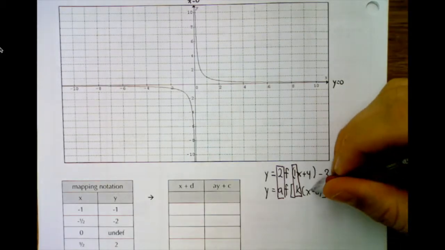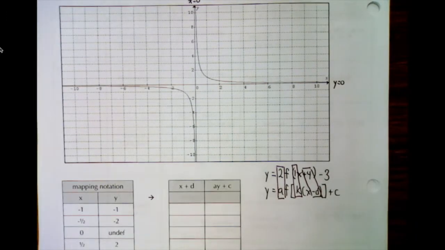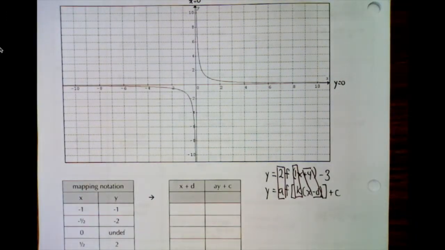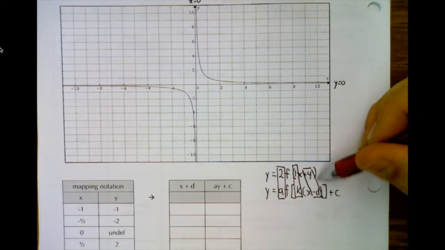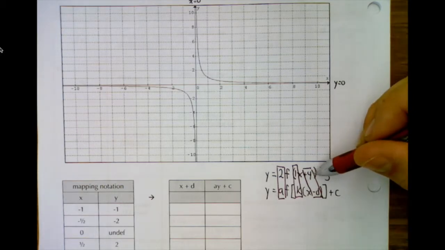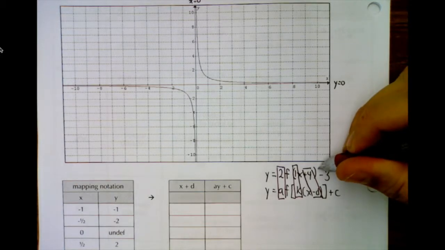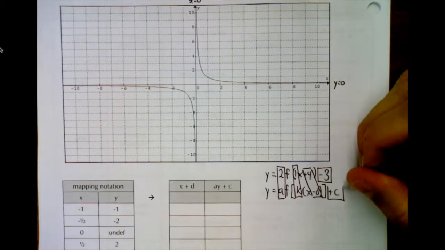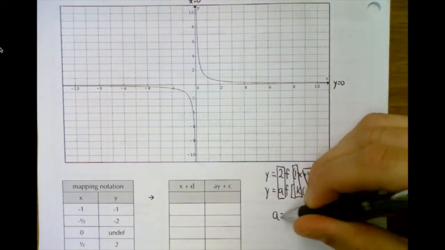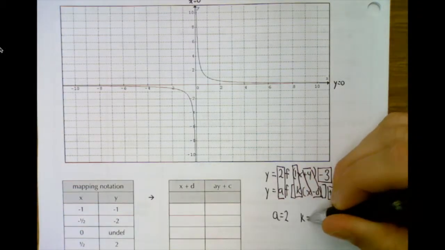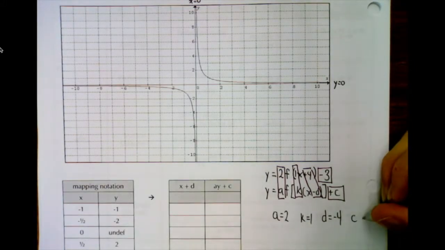D should be following x. If we box that, we have a d, but remember the opposite sign, because in our transformation equation with just letters we have negative d, and in our function we have positive 4, so we're going to have to flip the sign to get what positive d is. And c should be at the end of our equation, -3 and c. So altogether, that would give you an a of 2, a k of 1, a d of -4, and a c of -3.